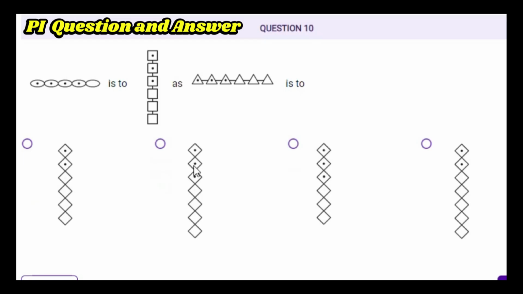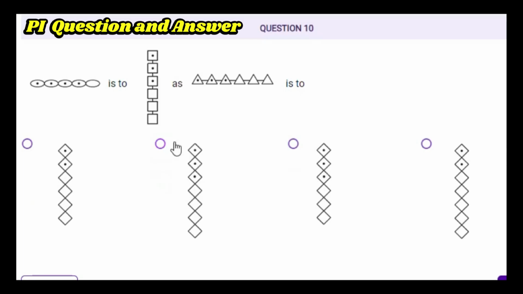Let's break down the pattern. You noticed ovals, 5 shapes, 4 dots. Squares, 6 shapes, 3 dots. So when the number of shapes increases by 1, the number of dots decreases by 1. That's the key. Now, triangles, 6 shapes, 3 dots. So if the pattern continues, next should be 7 shapes with 2 dots. Let's look at the answer choices and find the one with 7 diamond shapes, only 2 of them having dots.